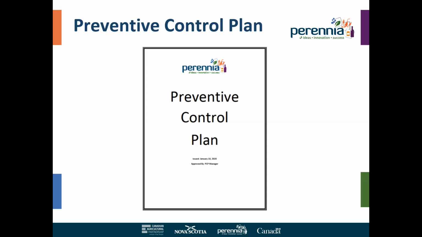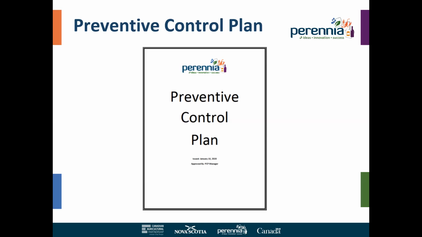So we've gone over the Safe Food for Canadian Regulations overview. We talked about the purpose and how to use the guide in determining your requirements and the glossary. Now, we heavily focused on the preventive control requirements only because we have lots of questions that come in from clients based on that. And now we're going to get into the preventive control plan. So what is a preventive control plan and how do we develop it and implement it and maintain it?